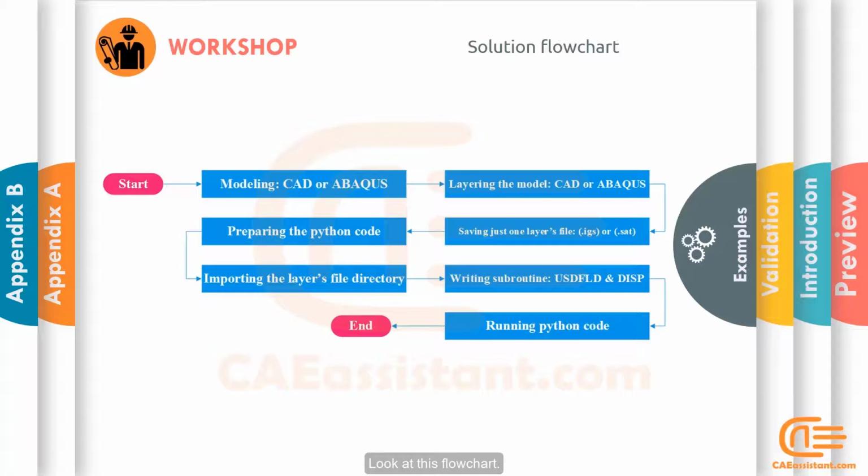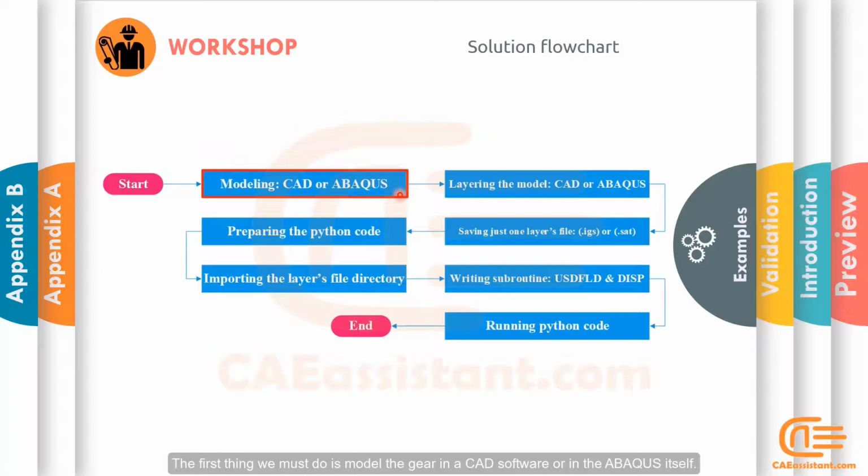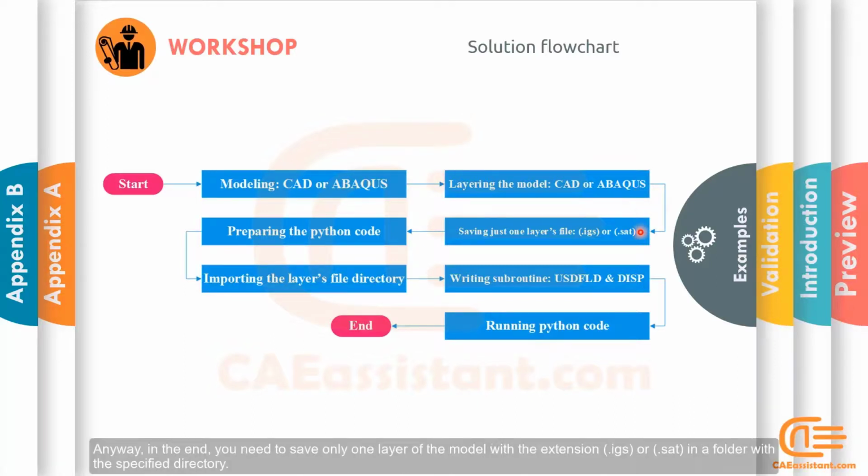Look at this flowchart. The first thing we must do is model the gear in a CAD software or in the Abaqus itself. Next, we should layer the model in the way we have talked about. We can do this with the same CAD software that we modeled the gear or with the Abaqus. Or you can combine these two steps and model just one layer in any software you prefer. Anyway, in the end, you need to save only one layer of the model with the extension .igs or .sat in a folder with the specific directory.